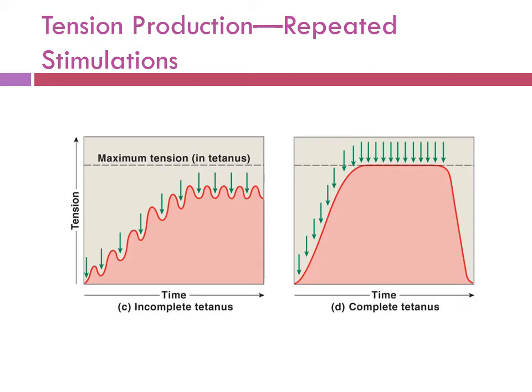So incomplete tetanus happens when there is still a slight relaxation phase between each stimulus. You can see here you're increasing in your tension, but then you hit this maximum tension up there where you still have the slight relaxation phase in between stimuli. Complete tetanus occurs when there is no relaxation phase. You are just in complete contraction all the time.